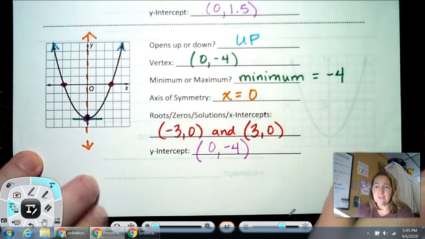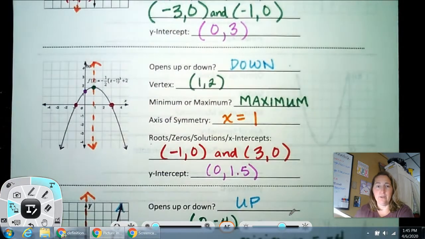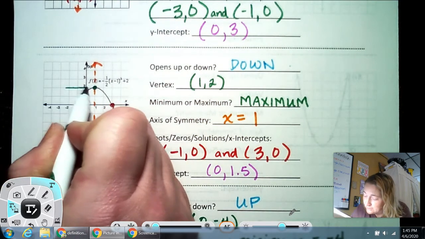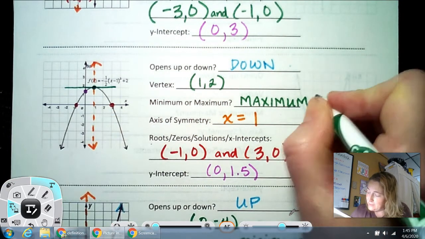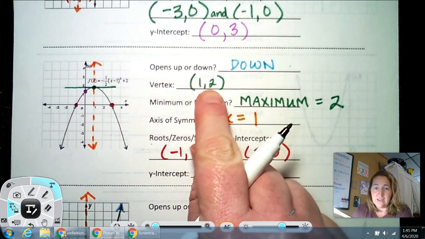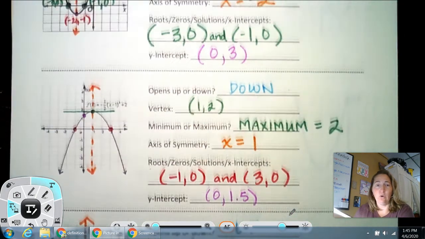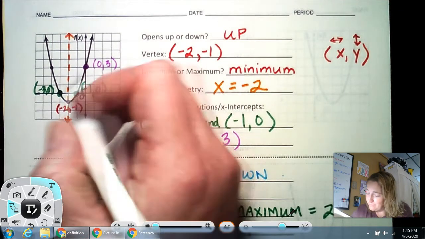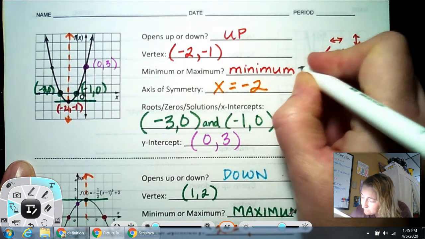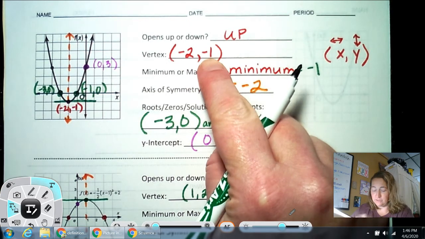Okay, let's go back and look at our other two examples and see if that still works. I'm going to come up one. The maximum value, the highest point on this graph, is right here at 2. So the maximum is 2, and looky there, it is also the same as the y value of our vertex. If we look at one more, the minimum, the lowest this one goes, is -1. So again, that minimum is always going to be the y value of that vertex.